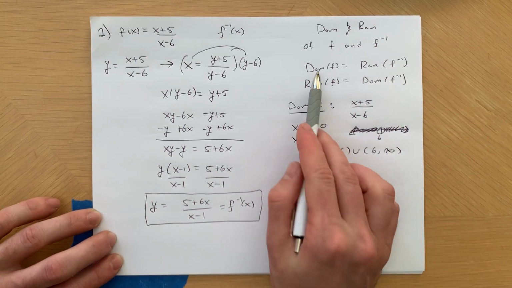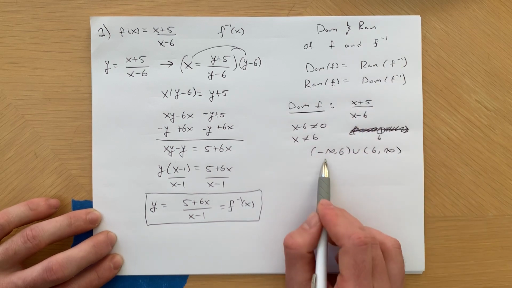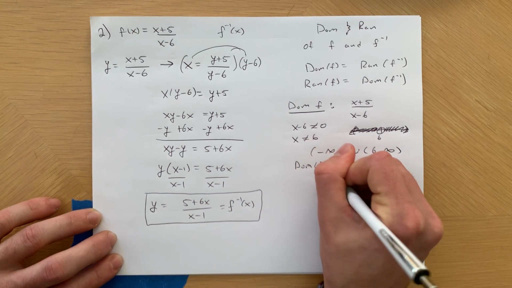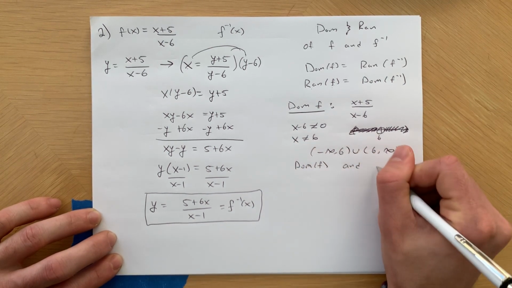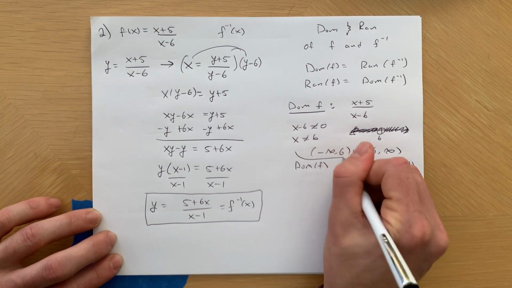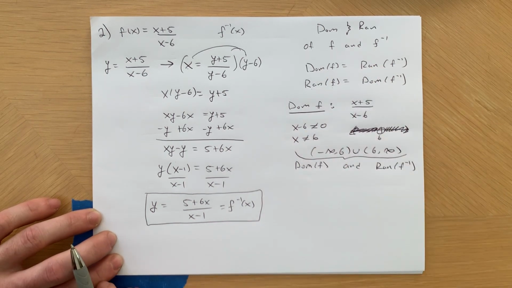So that gives us the domain of f, but at the same time that gives us the range of f inverse. So this piece right here is the domain of f, and it is also the range of f inverse. Okay, so there's half the problem. We found the domain of f, and we also found the range of f inverse.